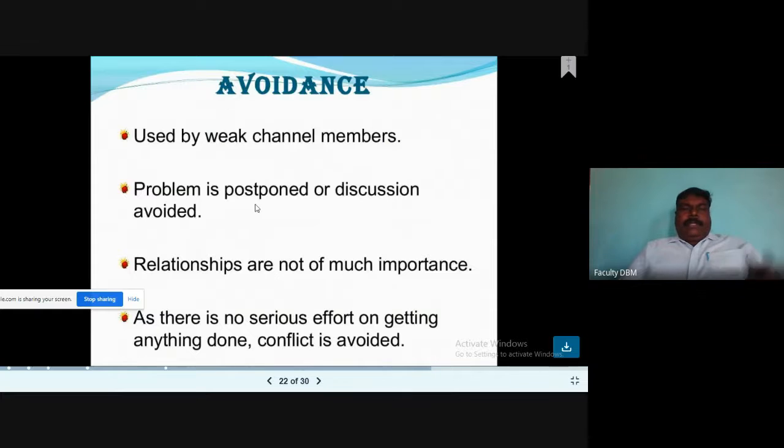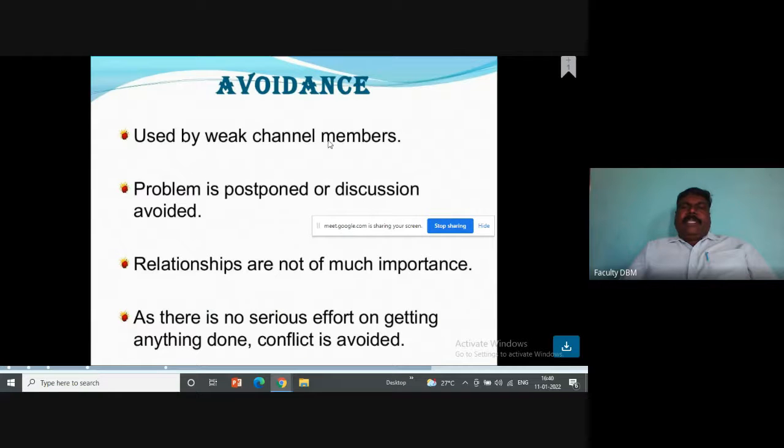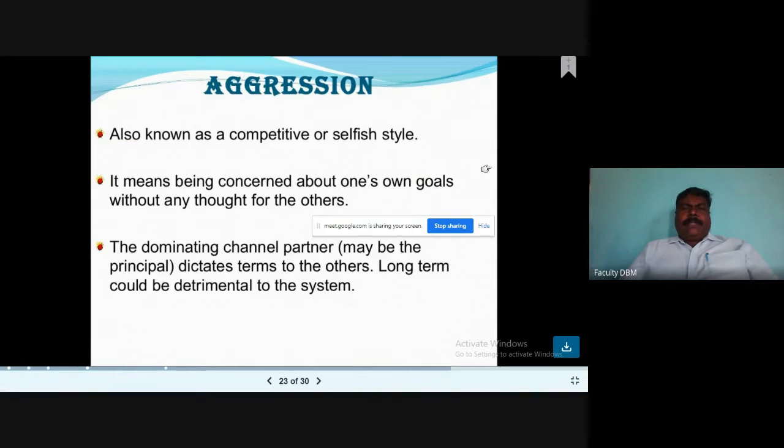So avoidance, the first one to resolve, is used by weak channel members. The problem is postponed and disconnected. "Okay boss, what has happened is happened, we'll see later." Just postponing the things. Relation is not given much importance as there is no serious support on getting anything done. Conflict is avoided. Avoidance, just avoid.